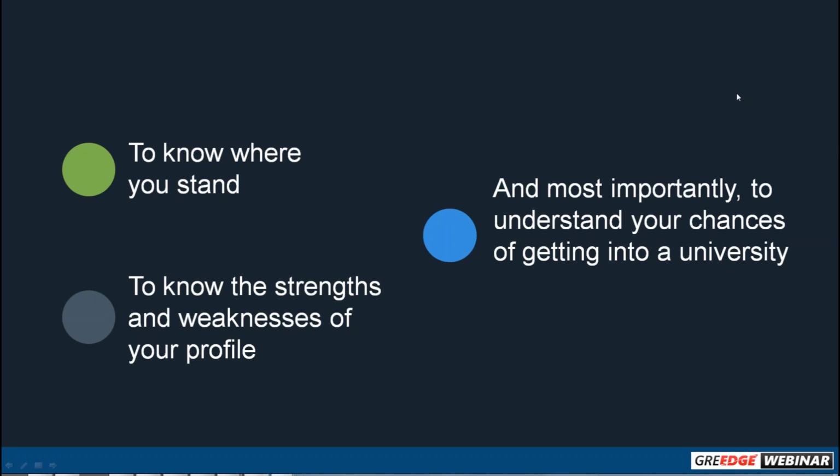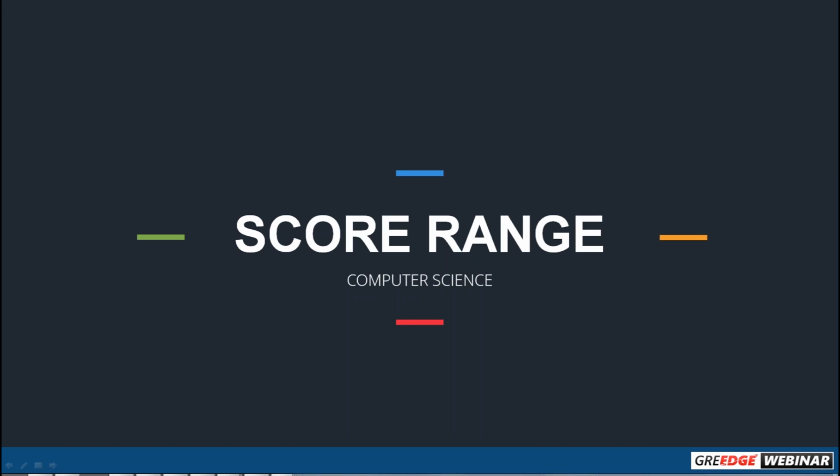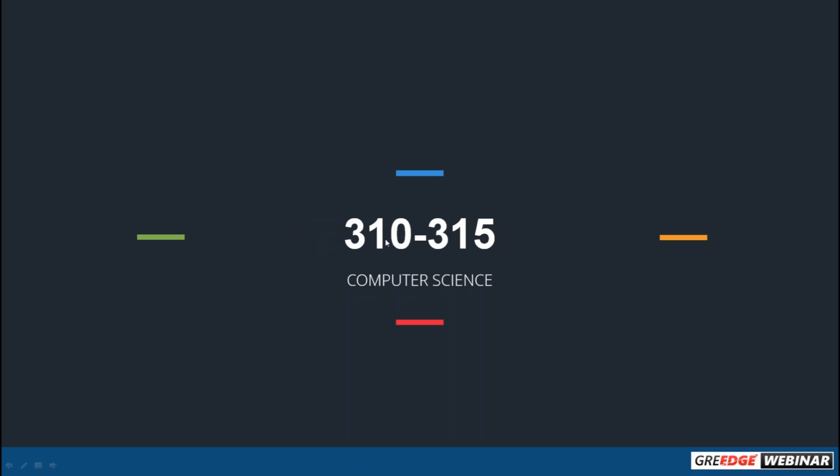Let me see whether your understanding is right. Then based on it, we go further. I've listed out 4 or 5 departments, and I'll show you a score. Tell me which universities you can get into here. You tell me which is ambitious, moderate, and safe for this category. 310 to 315 for computer science. Where do you think you'll get in?